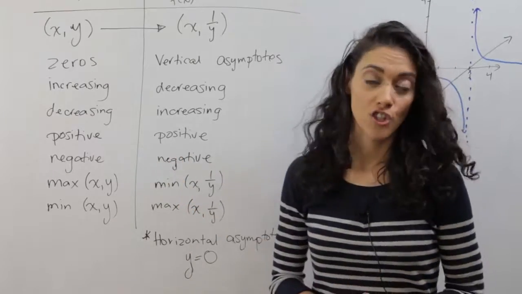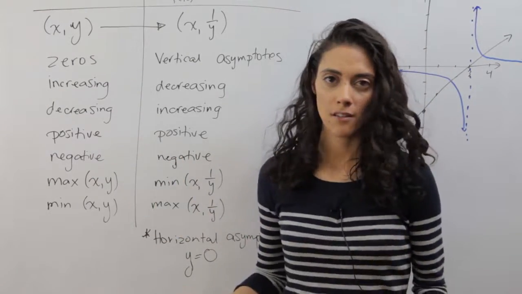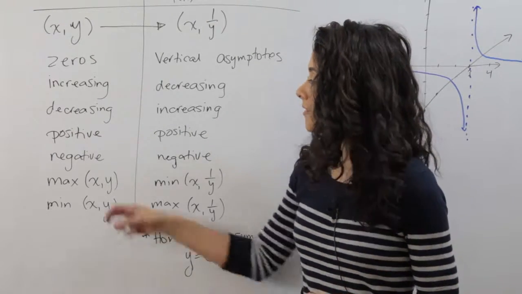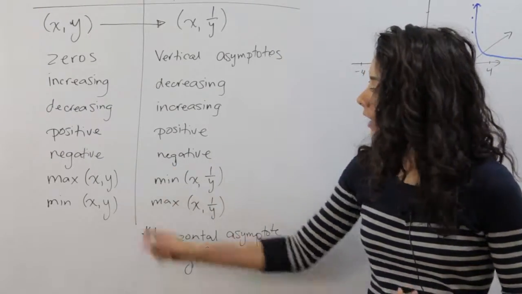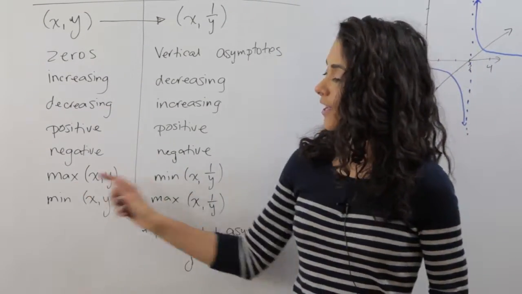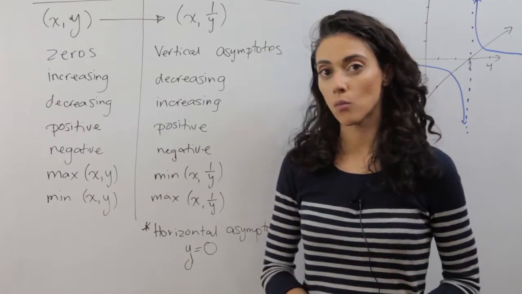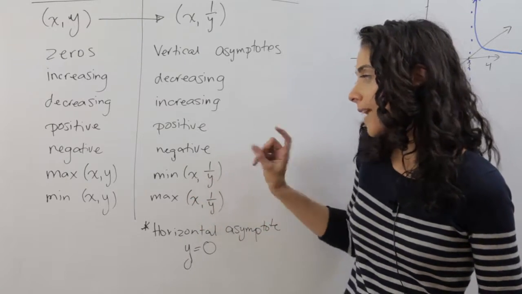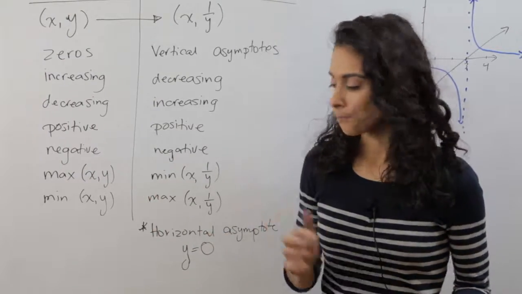This one is the one that doesn't change. Wherever your initial function is positive, it will remain positive. The reciprocal of a positive number is still a positive value, and the reciprocal of a negative number is still a negative number. Another useful trait, if your function has a maximum at the coordinates x, y, your reciprocal will have a minimum at the coordinates x, 1 over y. Once again, all the points flip over. Where your graph has a minimum, it will have a maximum.